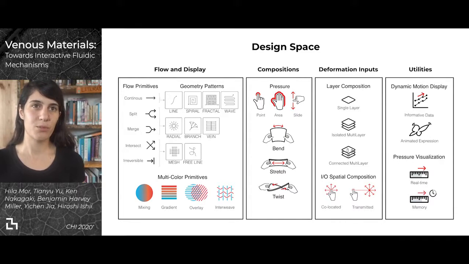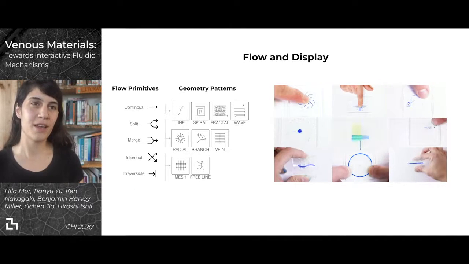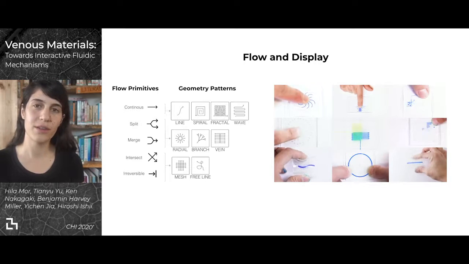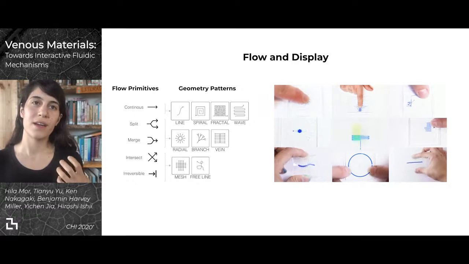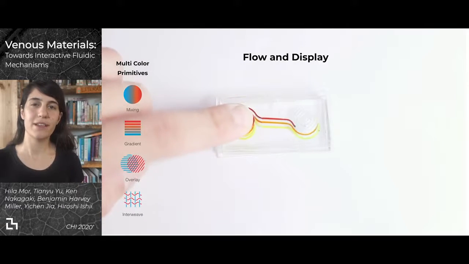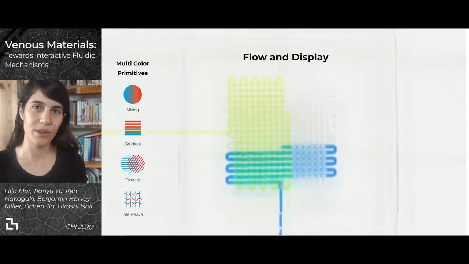Now we see how we do it in the design space. We will go through each part: flow and display, compositions, deformation inputs, and utilities. Let's start from flow and display. In the flow primitives, we start from the very basic flow behavior, which is continuous, split, merge, intersect, or irreversible. We combine these flow primitives to create more complex geometry patterns, as you see on the right. We also created multicolor primitives, which are mixing, gradient, overlay, and interweave.